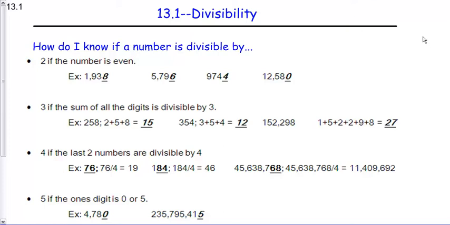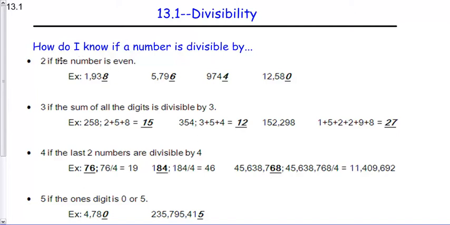Here we go, Chapter 3, Lesson 1, Divisibility Rules. Basically what this lesson entails is looking at a number and deciding whether or not it's divisible by a number. What I mean by divisible is it comes out even, and when I say even, there's no fraction left over.